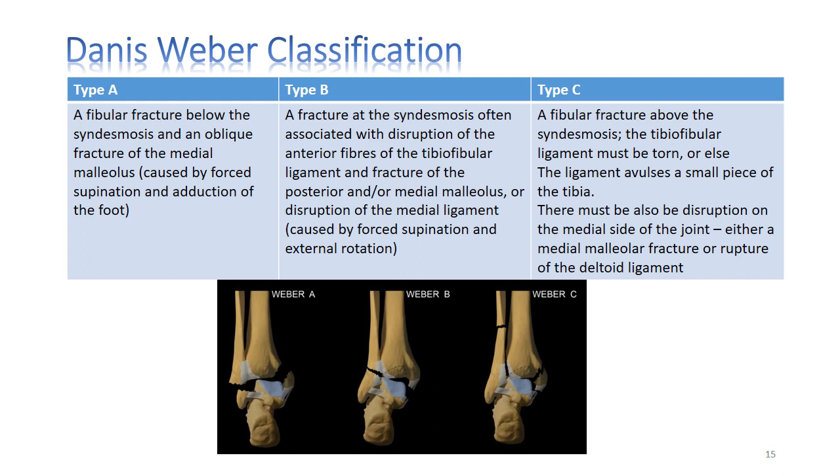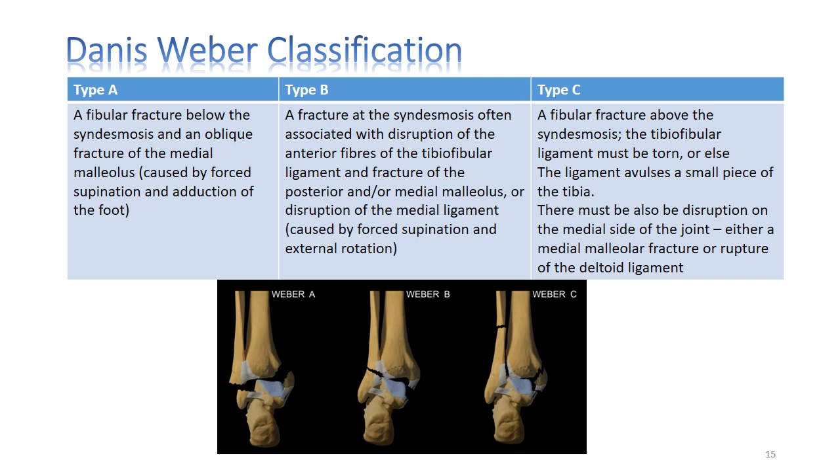The name for malleolar fracture classification is Dennis-Weber classification. It is based on the level of fibular fracture in relative to syndesmosis. There are three types in this classification. Type A, when a fibular fracture is below the syndesmosis and there's an oblique fracture of the medial malleolus, usually caused by forced supination and adduction of the foot.